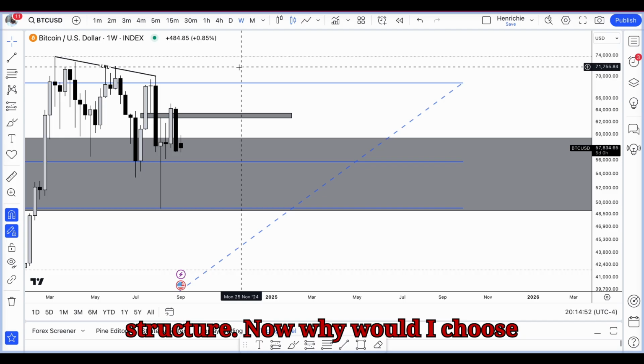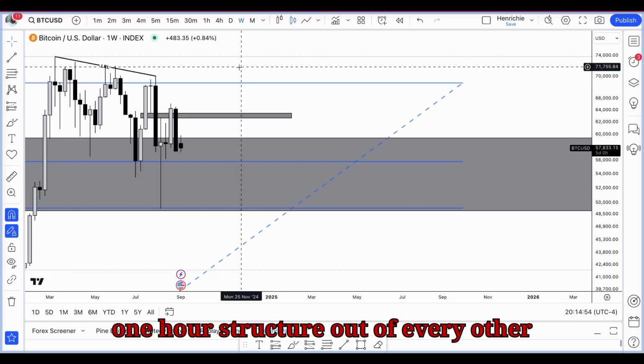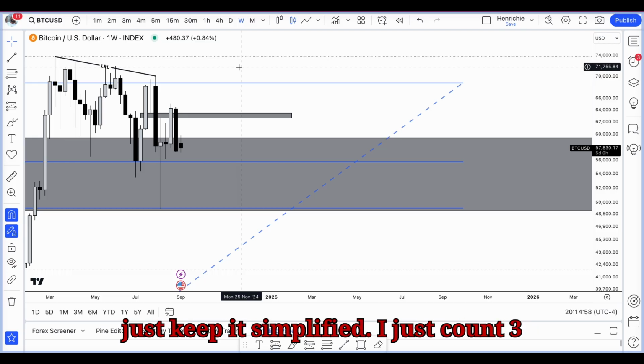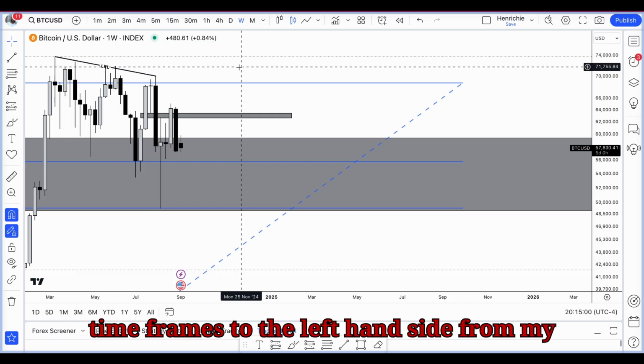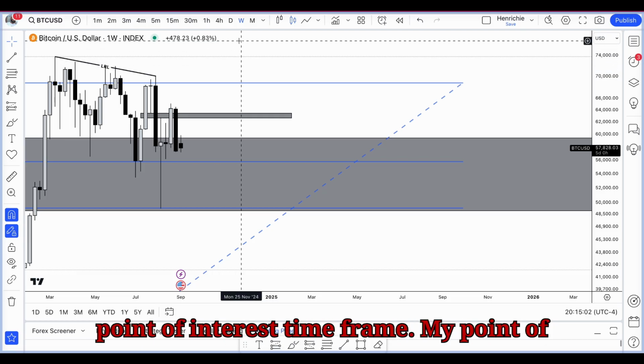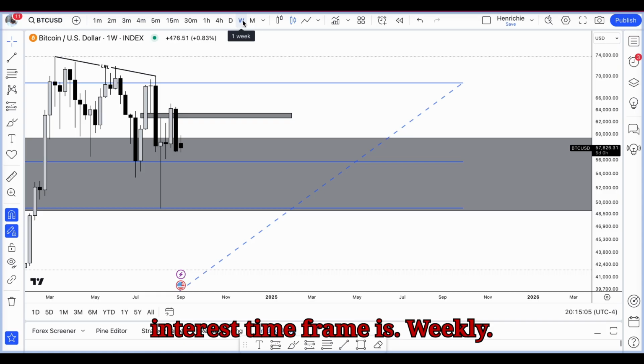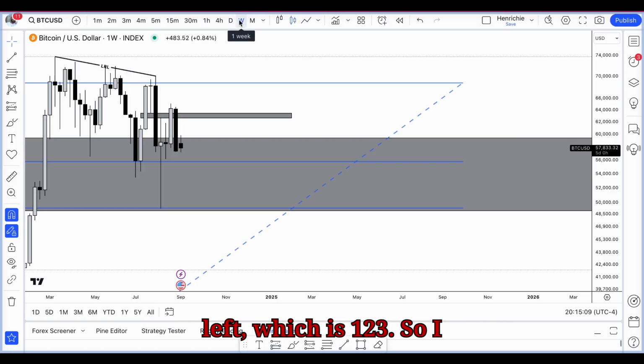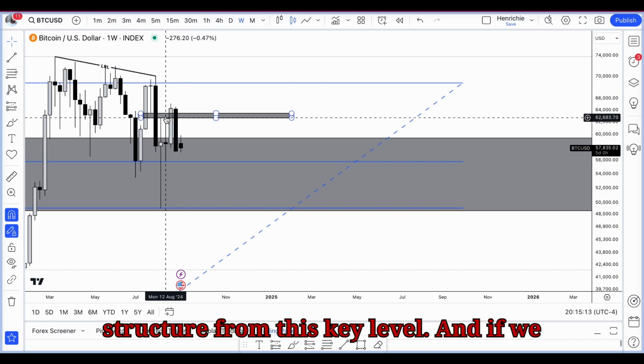Now, why would I choose 1 hour structure out of every other time frame? The reason is very simple. I just keep it simplified. I just count 3 time frames to the left hand side from my point of interest time frame. My point of interest time frame is weekly. So I'm counting 3 time frames to the left, which is 1, 2, 3. So I just want to see a 1 hour break of structure from this key level.